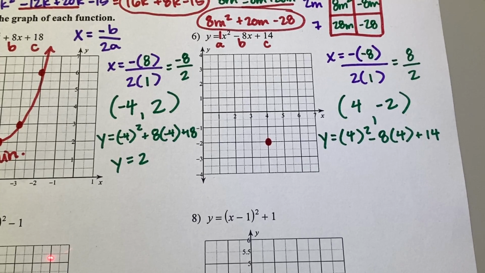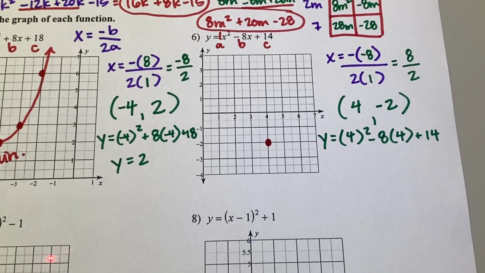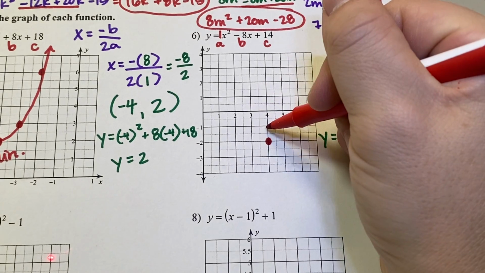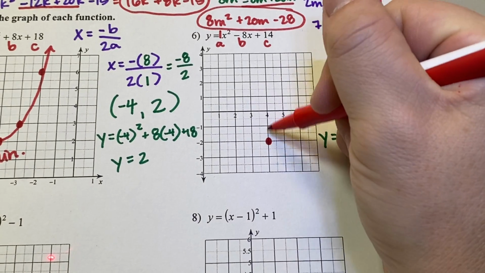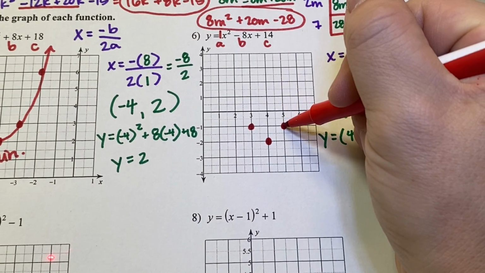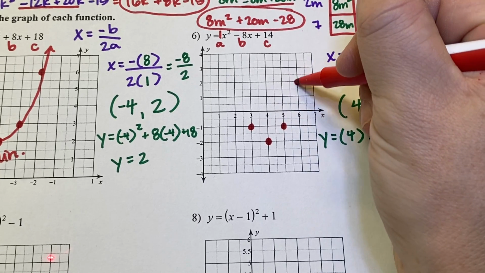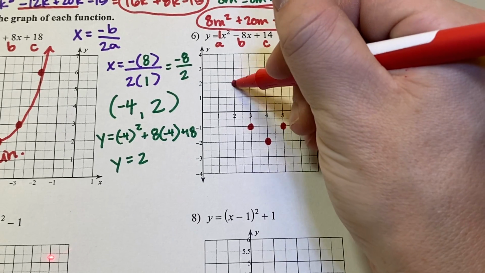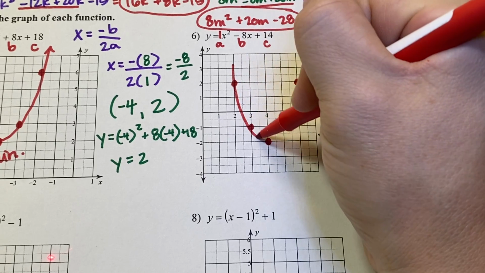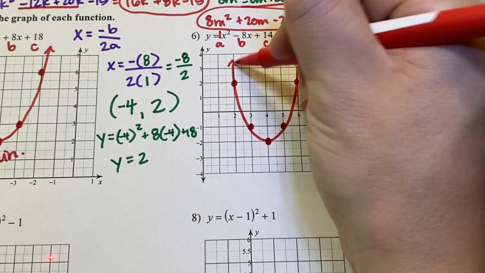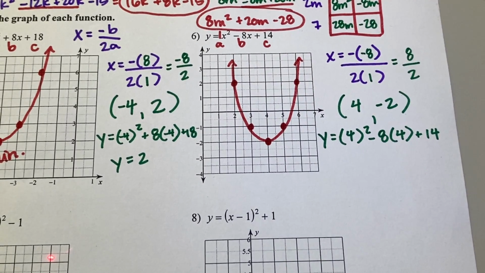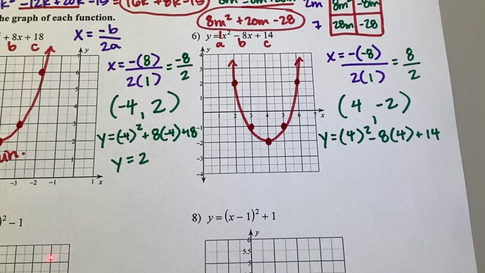And what's that trick? Up how many? Up 1 over 1, up 3 over 1. Nice. Up 1 over 1. Up 1, 2, 3 over 1. Connect those points with your U-shape, your parabola. And there you go.